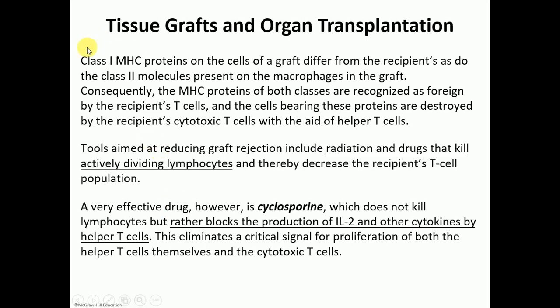So we're going to talk a little bit about tissue graft and organ transplantation, where your immune cells are able to identify your own class 1 MHCs, but if you get donor tissue, this donor has different class 1 MHCs, unless you're getting a transplant from an identical twin. Other than that, your class 1 MHCs are going to be different than your donor's class 1 MHCs. So the theory is that you want to match these class 1 MHCs as much as possible.